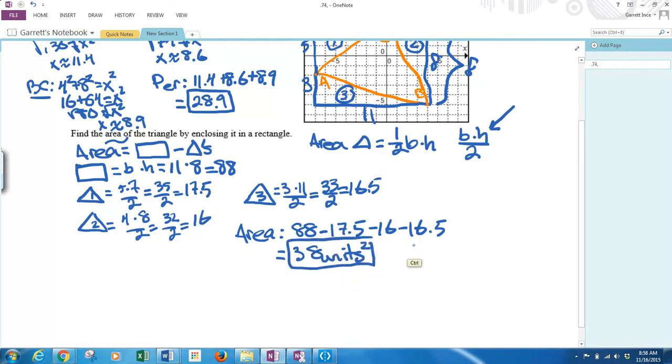Man, notice how important it was to organize that work. That was a lot. Feeling pretty good about it though.